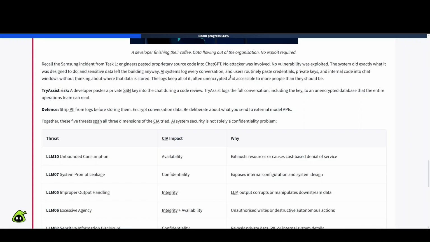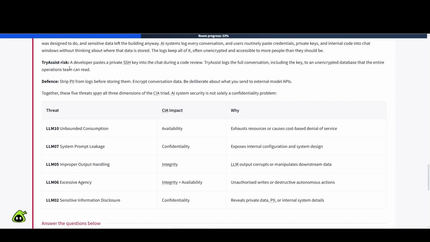AI systems log every conversation, and users routinely paste credentials, private keys, and internal code into chat windows without thinking about where that data is stored. The logs keep all of it, often unencrypted and accessible to more people than they should be. TryAssist risk: a developer pastes a private SSH key into the chat during a code review.